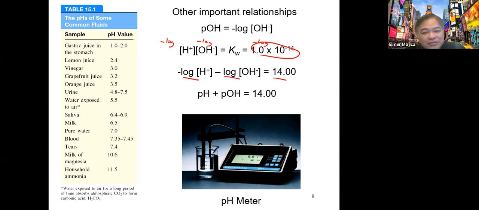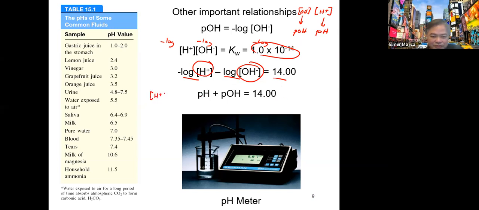So whenever you're given either the pH or the pOH, you can get the concentration of the H plus, the concentration of the hydroxide, and other stuff. Now, what if what's given to you is H plus? How do you get the pH? Or if the one given to you is the hydroxide, how do you get the pOH? So the relationship is what? H plus is equal to 10 raised to the negative pH. So when you're given the pH and you are asked for the H plus, this is the expression. If you are asked for the OH minus, then it's 10 raised to the negative pOH.